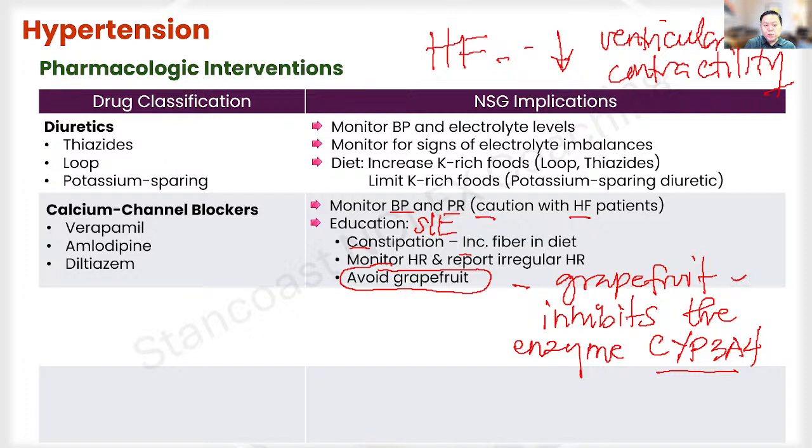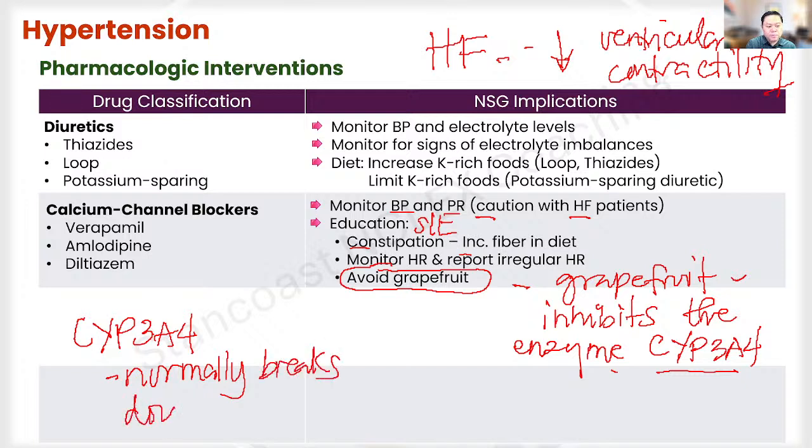Okay. Normally, the enzyme CYP3A4, let me just write it here so you don't get confused. CYP3A4. Normally, it will break down medications, including some calcium channel blockers. Okay. Normally breaks down medications, including CCB. All right.